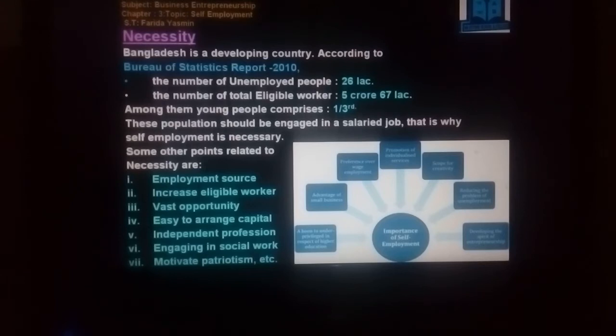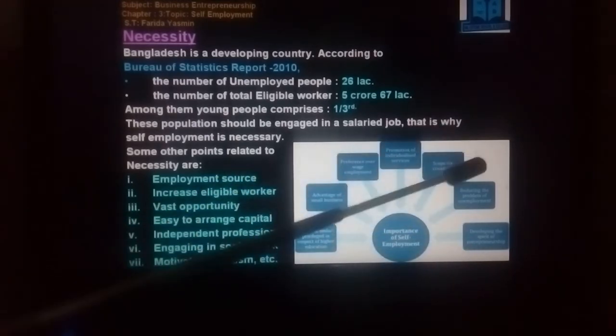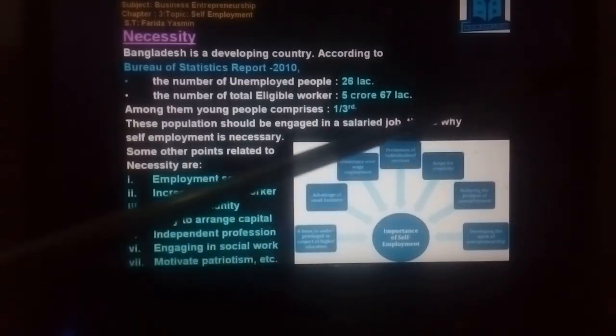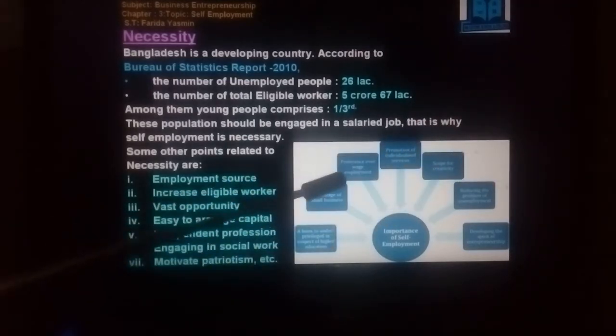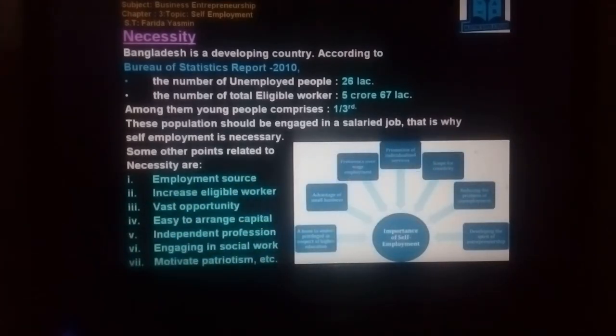Some other points related to the necessity of self-employment are employment source, increases eligible worker, vast opportunity, easy to arrange capital, independent profession, engaging in social work, motivate patriotism, etc. In the picture you can see the importance of self-employment. Motivate patriotism, engaged in social work, independent profession, easy to arrange capital, vast opportunity, increases eligible worker, employment source, etc.